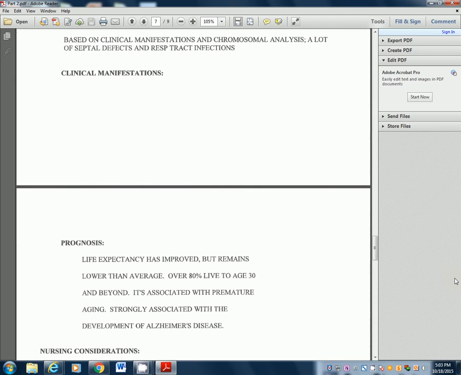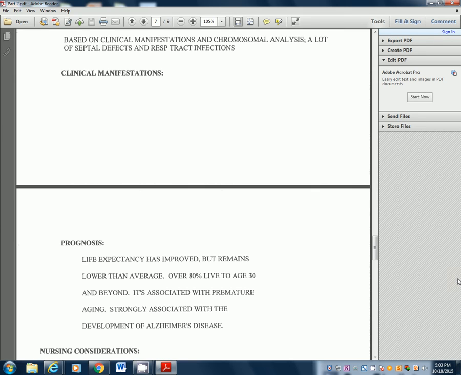Note the infant's small square head with the upward slant to the eyes, the flat nasal bridge, the protruding tongue, the mottled skin, and hypotonicity. So those are your most common signs and symptoms that you would look for.